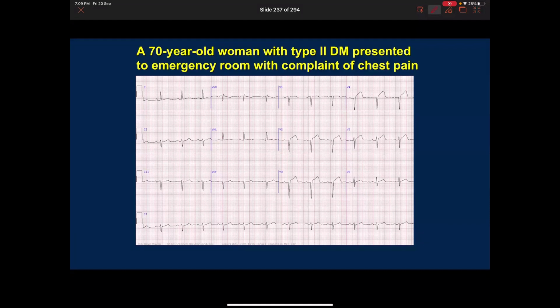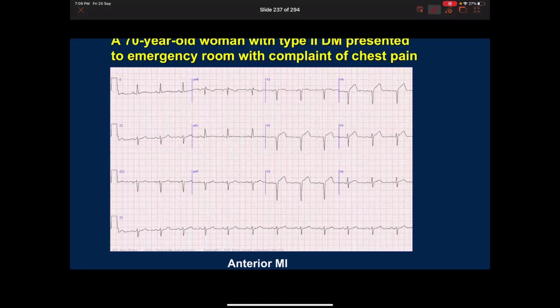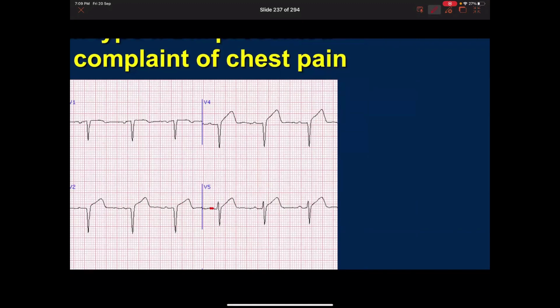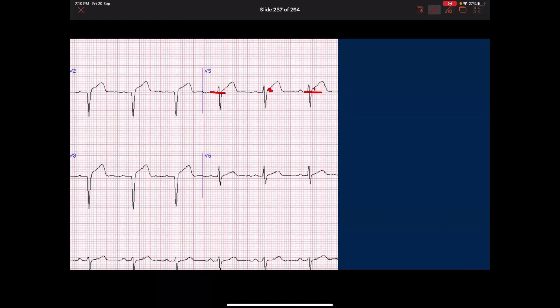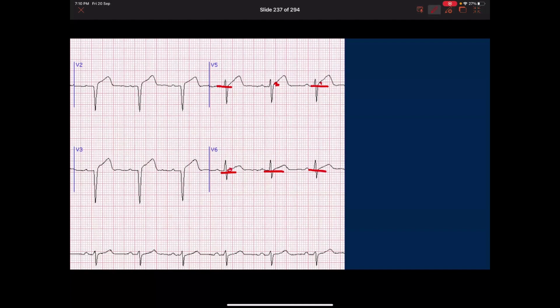Also anterior lateral. Yes. Anterior. There's no lateral. Where did you see lateral? 5 and 6. I assumed 5 and 6, or at least 5. 6 isn't that much. 6 is okay. I agree with you. It's like 2 squares. Oh, this is 5. Let me see 6. Is there an ST elevation in 6? A little bit. It's very tiny. It's less than a square, right?